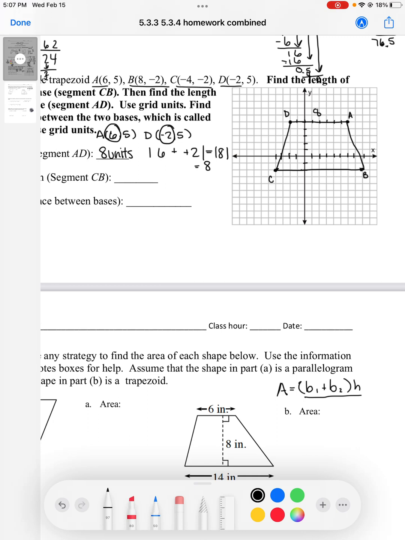I can do the same thing with CB. So I'm going to do that down here. So C is -4, -2. B is 8, -2. I have -4 and 8. So -4 and 8, and I subtract them. -4 minus 8, I'm going to keep going to the left. So -8 minus 4 is -12. Okay. The absolute value of -12 is 12.